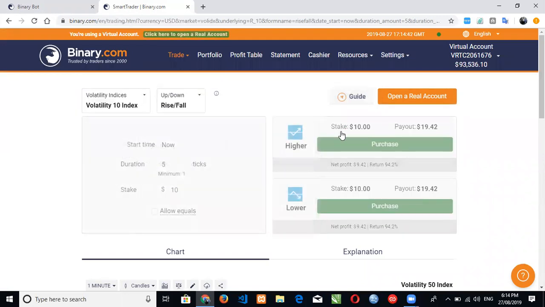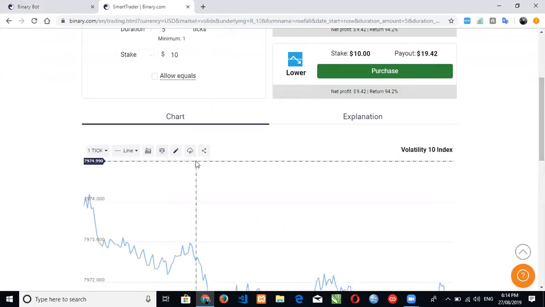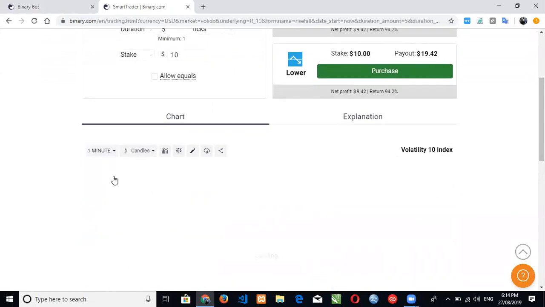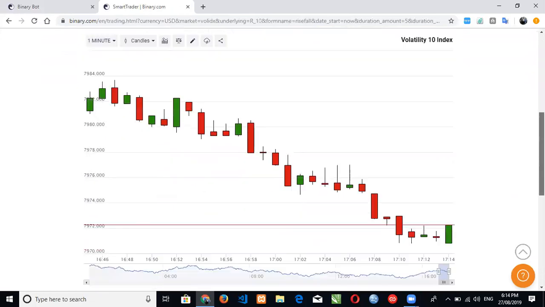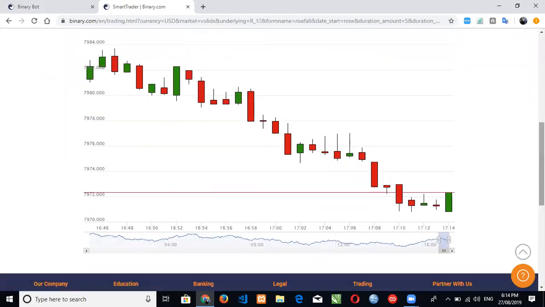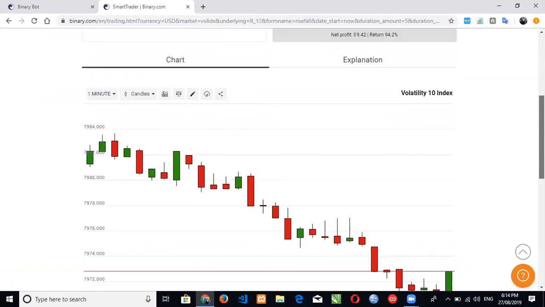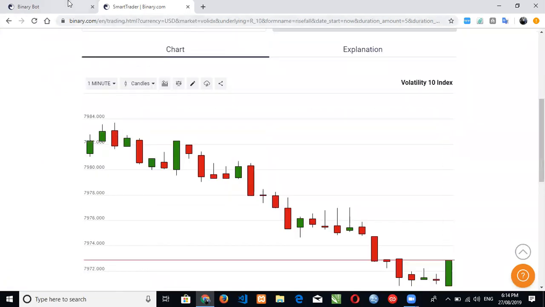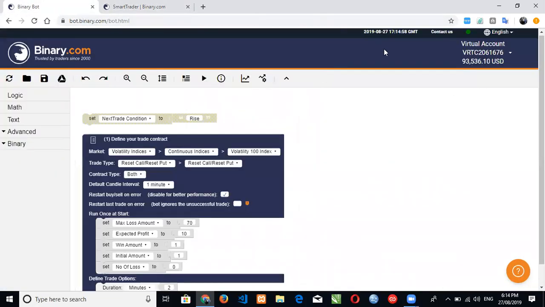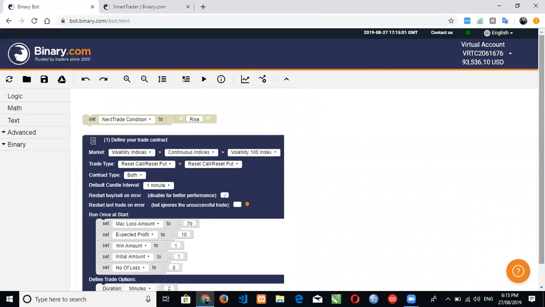So this is Volatility Index 10. Let's see the trend of the market. You can see Volatility Index 10, we are having a downtrend market here. Suppose you want to use this bot on a downtrend market, which is Volatility Index 10, which we are having now. What you just need to do is a little process.